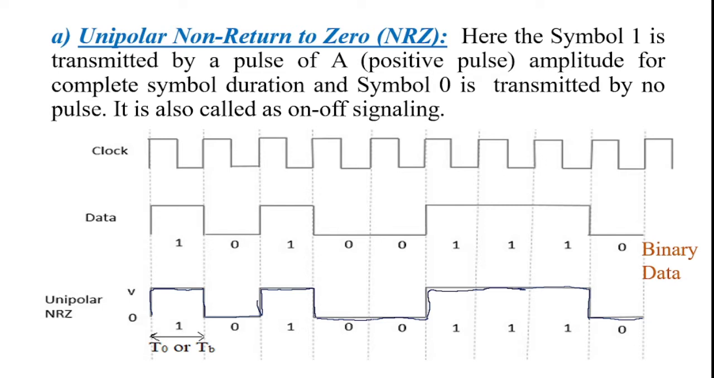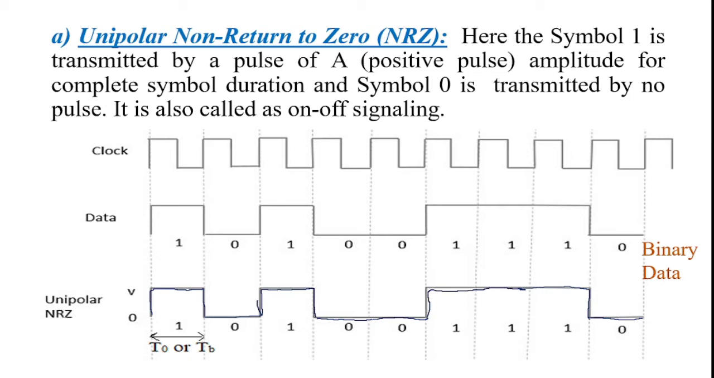And the second one is unipolar return to zero. Okay. So before going to unipolar return to zero, this unipolar non-return to zero has some advantages and disadvantages. The advantages of unipolar non-return to zero are, it is simple, and a lesser bandwidth is required. So these two are the advantages of unipolar non-return to zero.